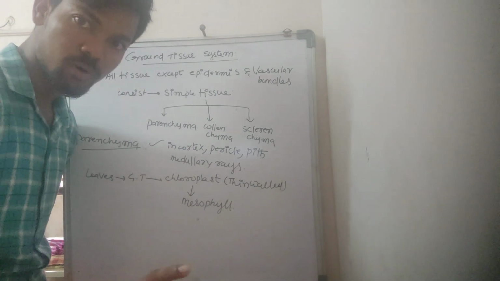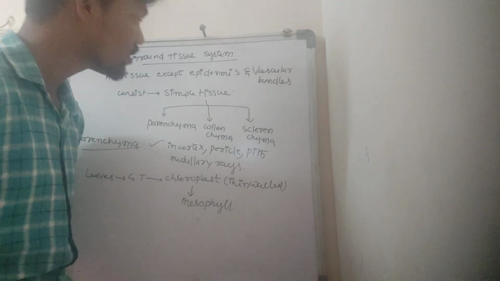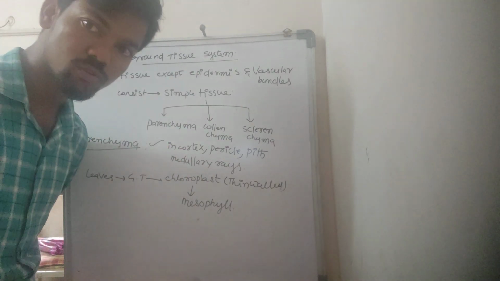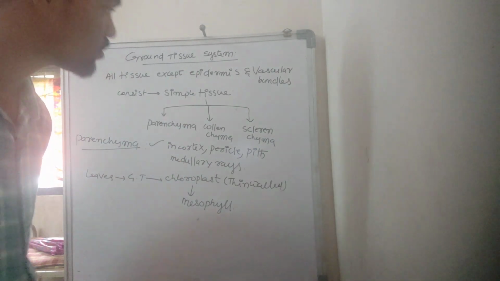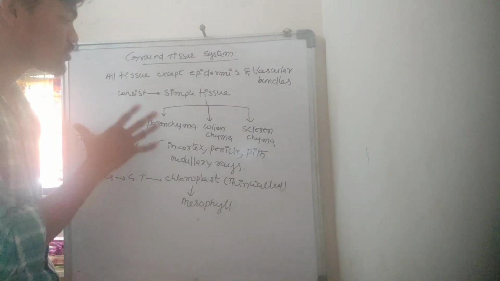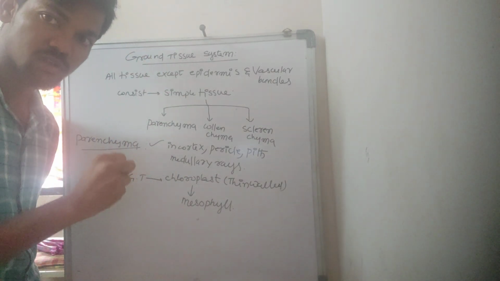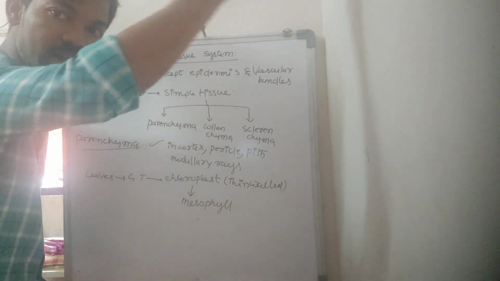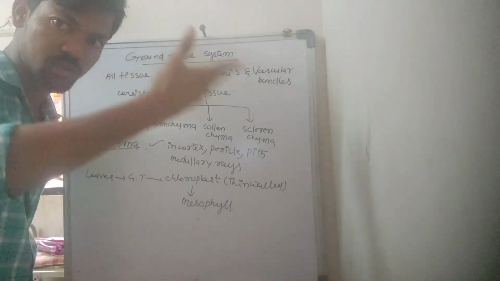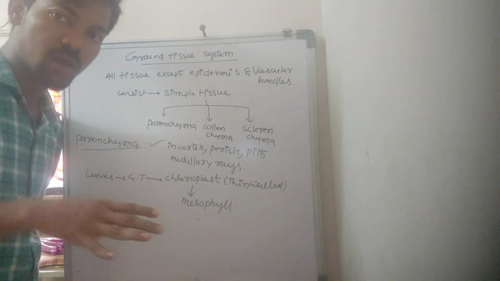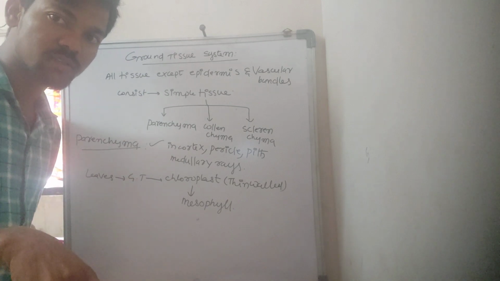Okay, next, we come to the ground tissue system. The epidermal tissue system is over. So what does ground tissue system mean? It means all tissue except the epidermal, which was already discussed. The epidermal tissue system and what remains?